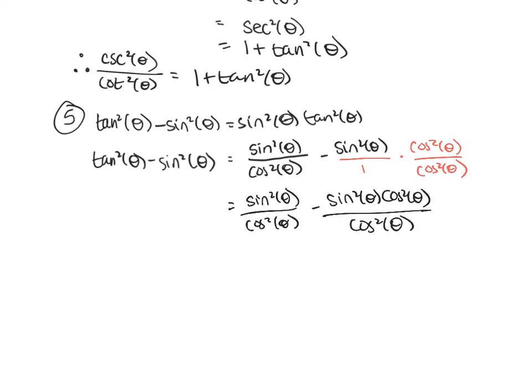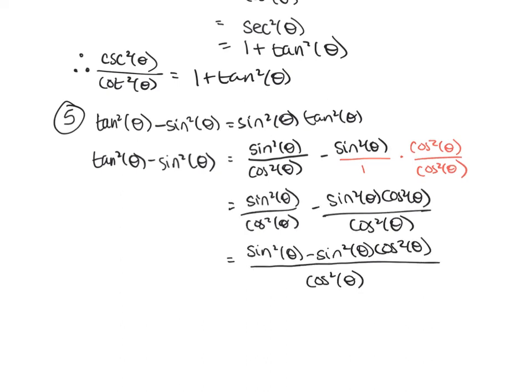Okay, so now I can subtract these and get sine squared theta minus sine squared theta cosine squared theta over cosine squared theta. So I look at that numerator, and that numerator is kind of a mess. I really want to subtract these sine thetas, but I can't do that because this sine squared theta is being multiplied to this cosine squared theta. So instead, I'm going to factor it out.